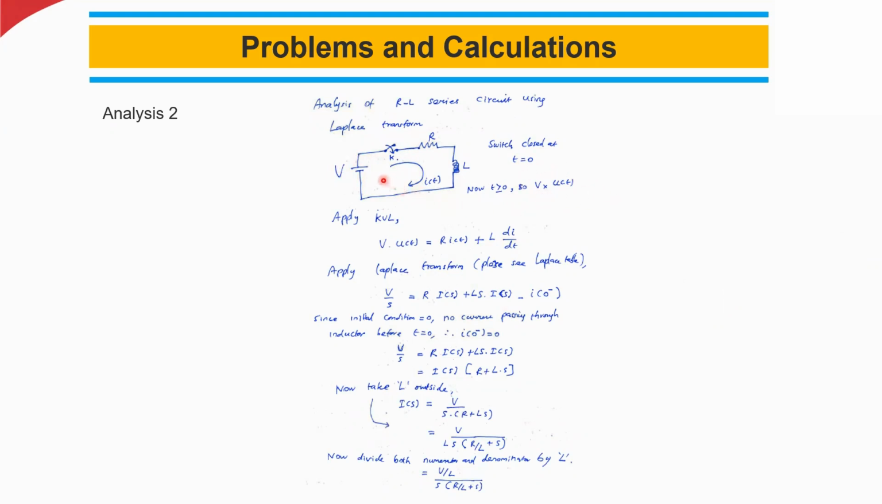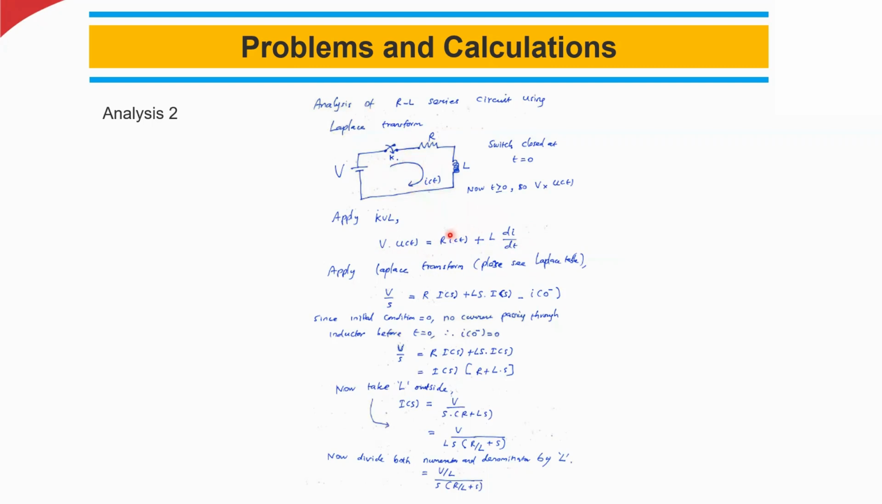Now I have to write the current flowing through this closed loop, i(t). First I have to use KVL. The source voltage V times u(t) is equal to all the voltage drops in this loop: R times i(t), where R is the resistor value and i(t) is the current flowing through the resistor, plus L times di/dt. Now I have written the equation in the time domain for this particular loop.